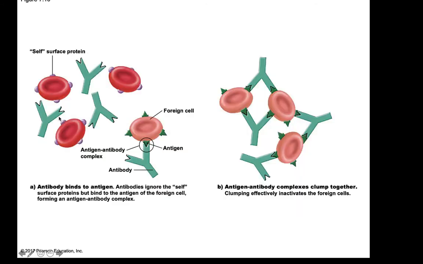So here we can see that process going on. The antibody binds to the antigen, and notice the antibodies are ignoring the self-surface proteins. They bind to the antigen of the foreign cell. So that's important. Then notice how the antigen-antibody complexes clump together. This clumping, or agglutination, which is the actual name for that process, basically inactivates the foreign cells.